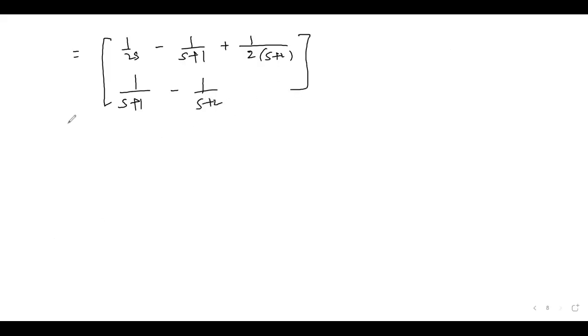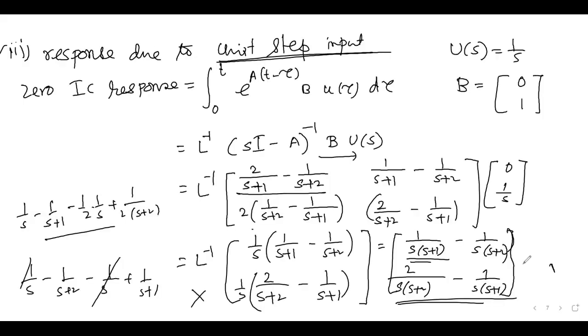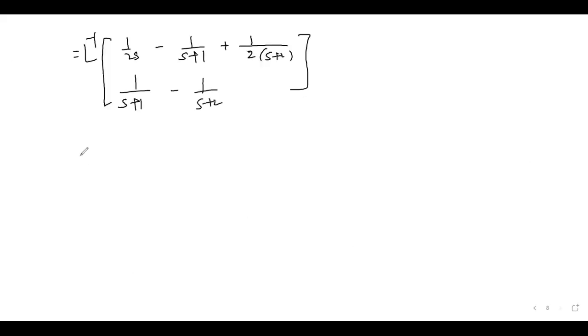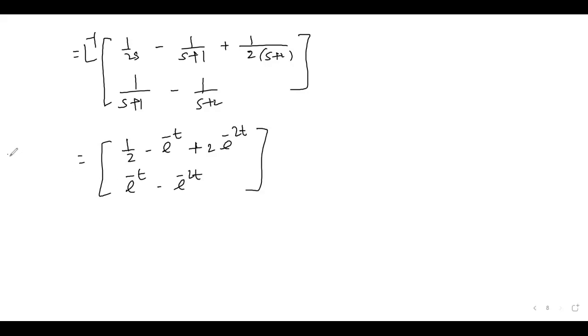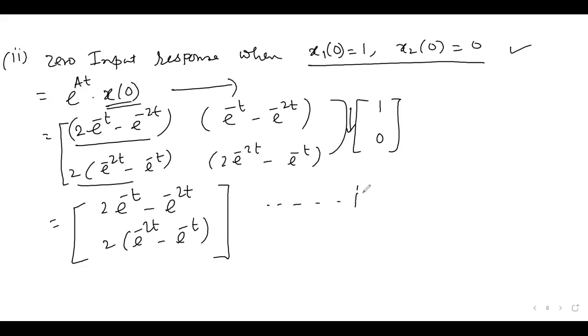Okay. So it's Laplace inverse. Laplace inverse. Okay. That means this is half e to the power minus t plus 2 into e to the power minus 2t, and it is e to the power minus t minus e to the power minus 2t. This is the zero IC response. Okay, so this is equation 2, and this one is equation 1.